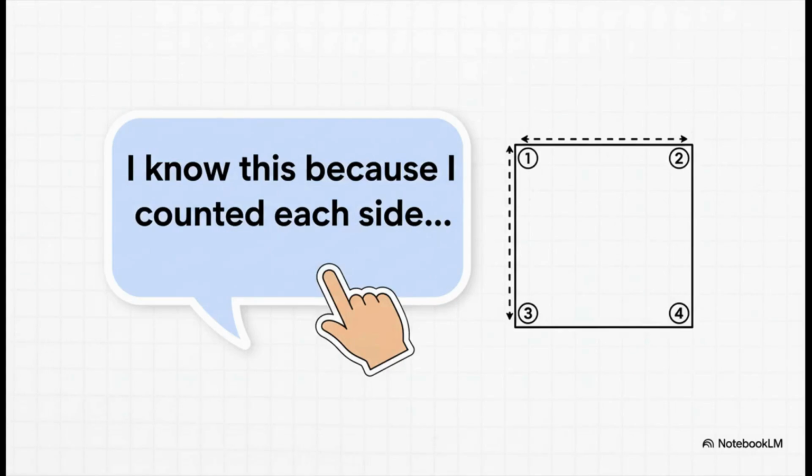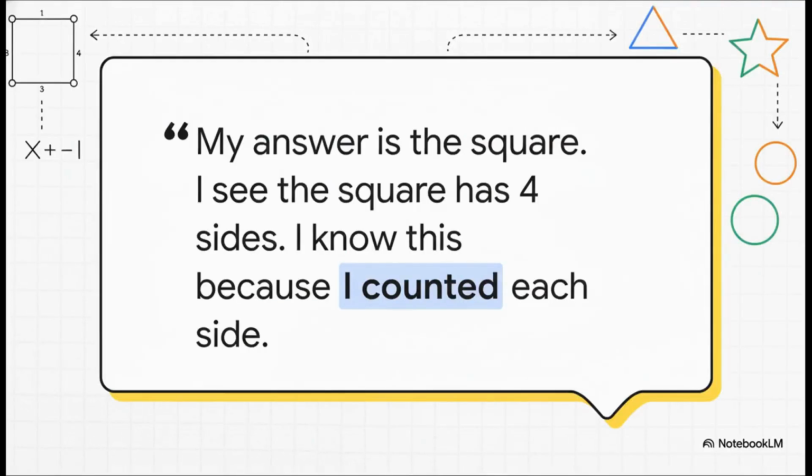And now for the big connection. We ask, okay, but how do you know it has four sides? Using that reasoning stem, the student can finally explain, I know this because I counted each side on the shape. And look what happens when you put it all together. You get this complete, well-reasoned answer. My answer is the square. I see the square has four sides. I know this because I counted each side on the shape. What a huge leap from a kid just saying the square, right?